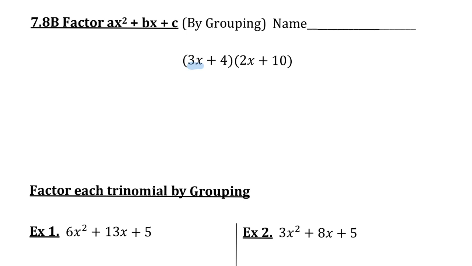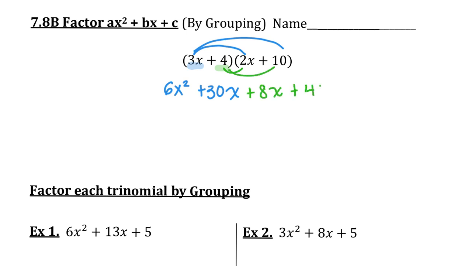Remember, we started with the first term and then we distributed it to the second binomial. So that's 6x squared plus 30x, and then I take the next term in the first binomial. In this case, it's the positive 4, and I distribute it. 4 times 2 is 8x, 4 times 10 is 40. So you combine my like terms, I get 6x squared plus 38x plus 40.